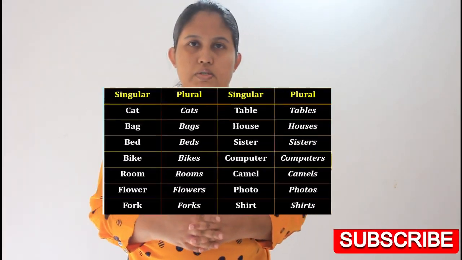Rule number 1. Most nouns are made plural by adding s to the end of the singular form. As example, cat we can pluralize by adding s, cats. Dog we can pluralize by adding s, dogs. Flower we can pluralize by adding s, flowers. Likewise, I will show you other examples for that.